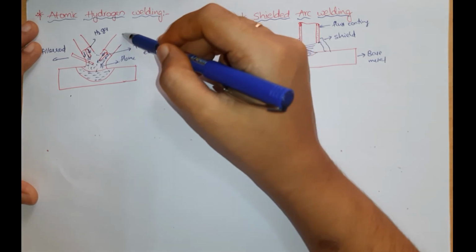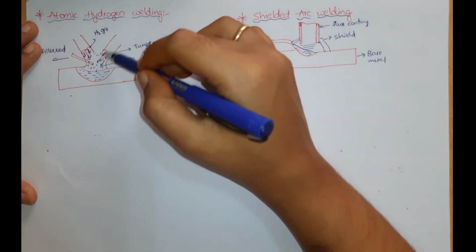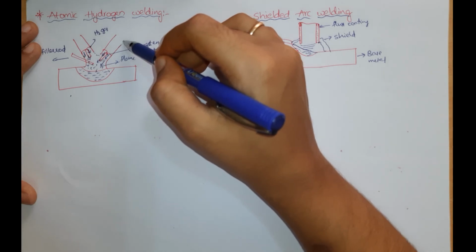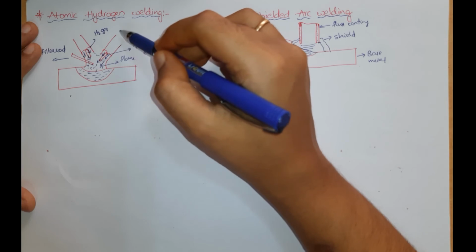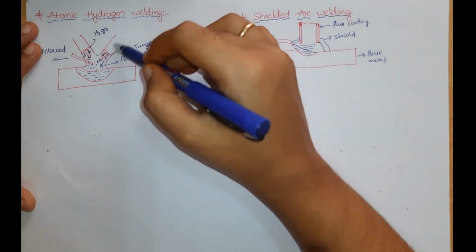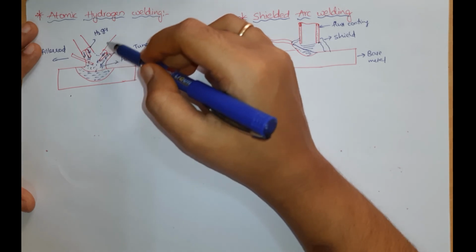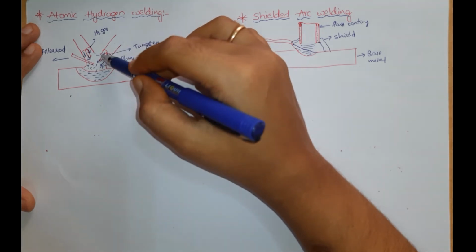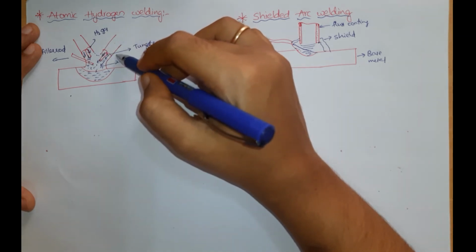From these tubes, hydrogen gas flows. These are steel cylinders, right? So the electrodes are connected to an AC supply and hydrogen is supplied from these steel cylinders. What is the function of these cylinders? Let us see. One is that these cylinders act as a protective screen for the arc.